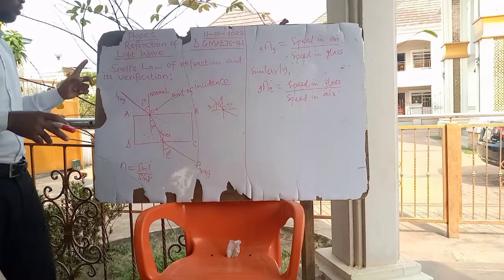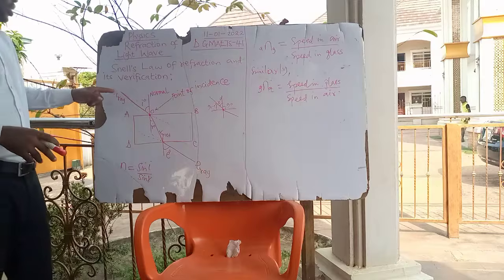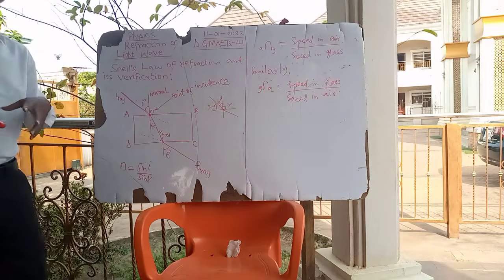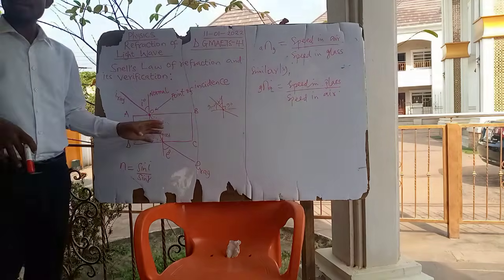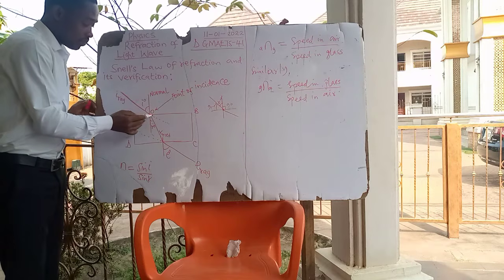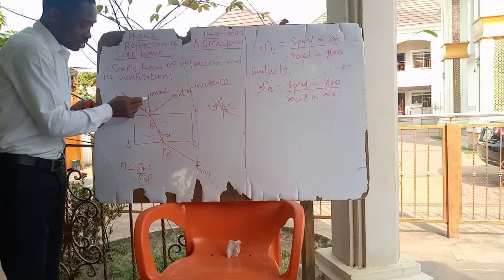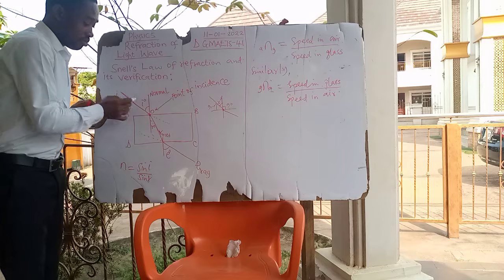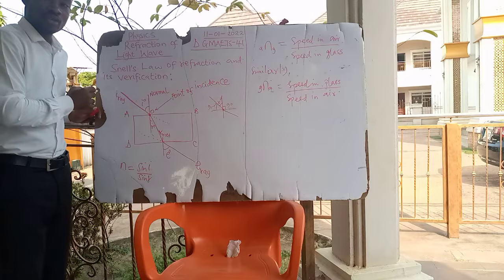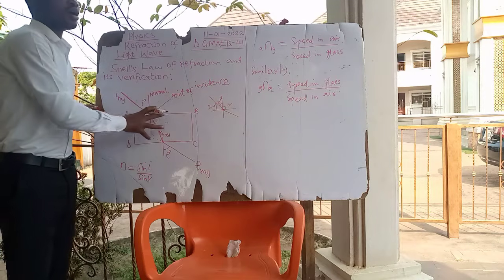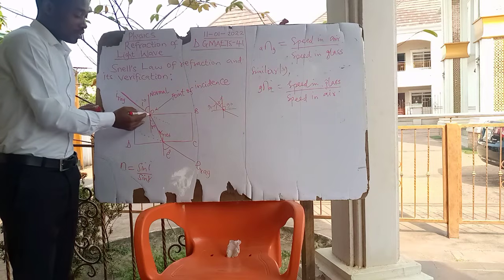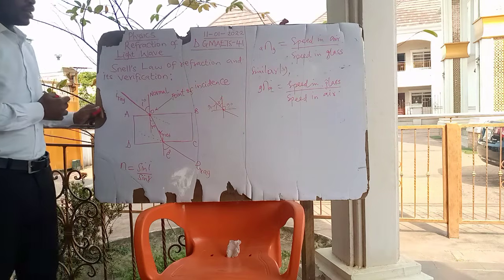Remember, the first of Snell's laws states that the incident ray, the refracted ray, and the normal at the point of incidence, the three of them, lie on the same plane. The point of incidence is this point where the incident ray, the refracted ray, and the normal meet. Of course, the plane is this plane AB. So you can see the three of them meeting on that plane, right?